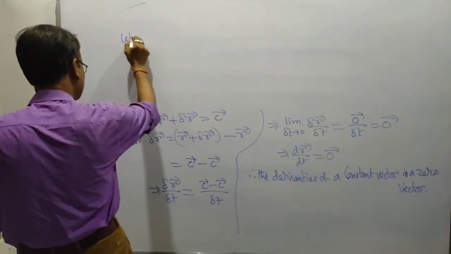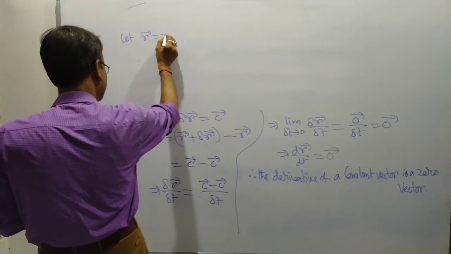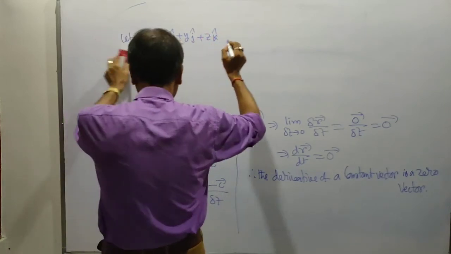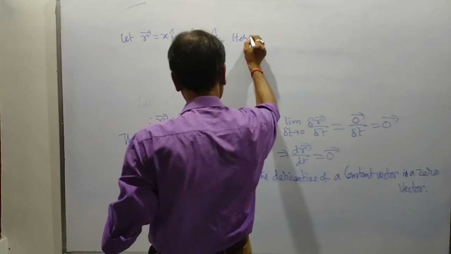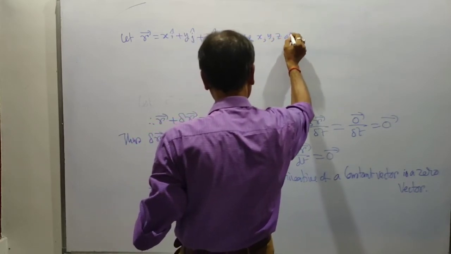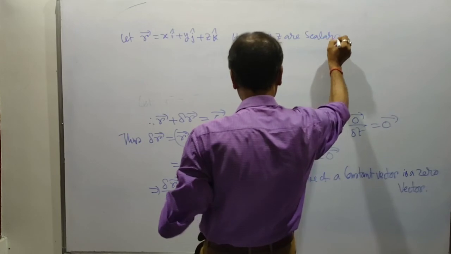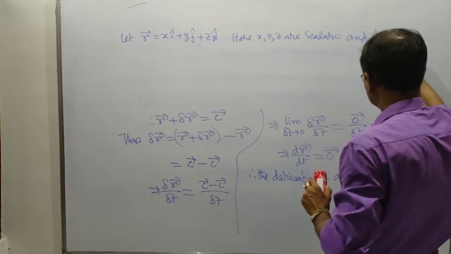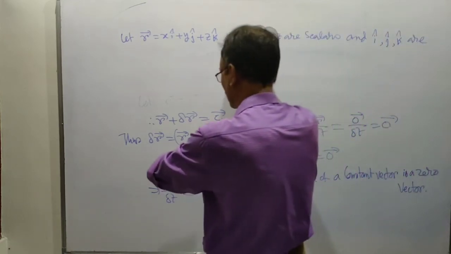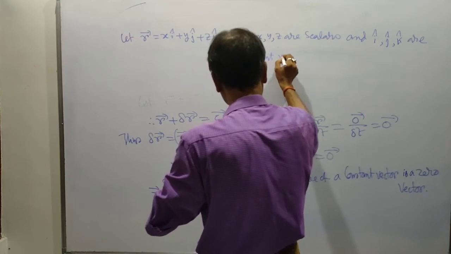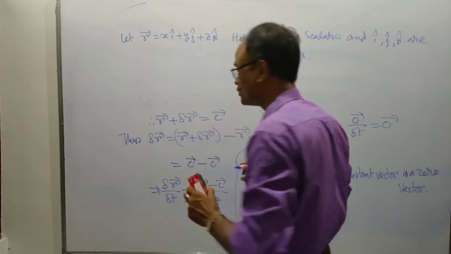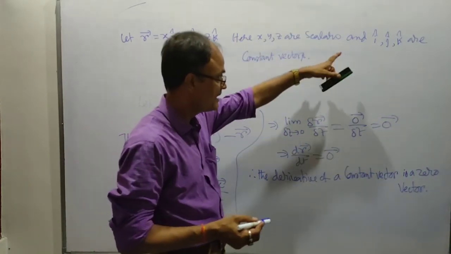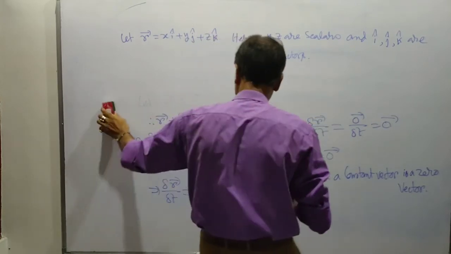Now, let R vector equal to x i cap plus y j cap plus z k cap. Here x, y, z are scalars and i cap, j cap, k cap are constant vectors. Right? x, y, z are scalars and i cap, j cap, k cap are constant vectors.